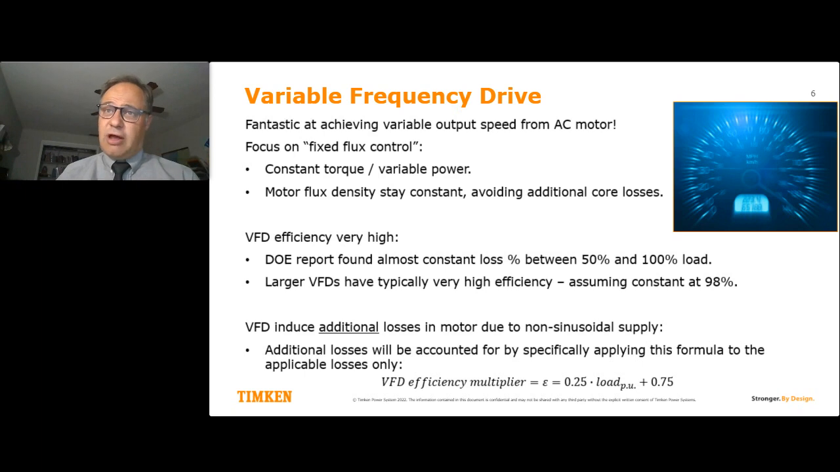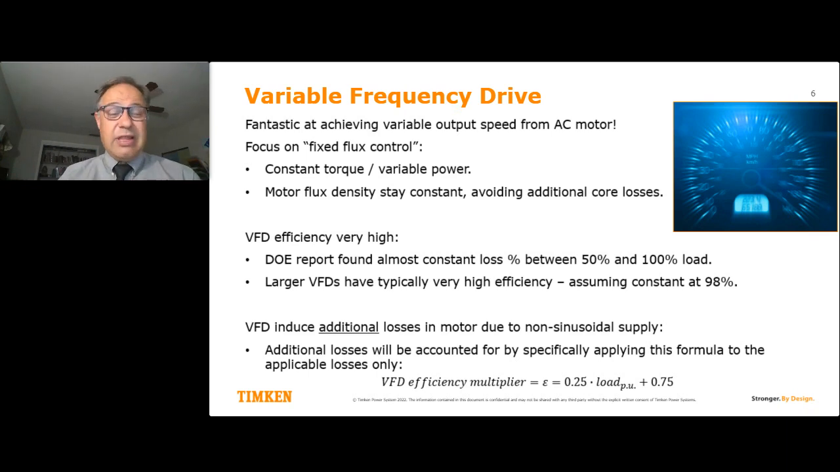Now, for variable frequency drives, the efficiency is really high. These are good machines. The Department of Energy issued a report, listed in the technical paper, that basically says between 50 and 100% load, your efficiency is virtually constant. For larger VFDs, we can see typically that the efficiency is as high as 98%, and that's what I'm going to use today. I'm going to use a nice, significant size 1250 horsepower machine, with a really nice efficiency of 98%.